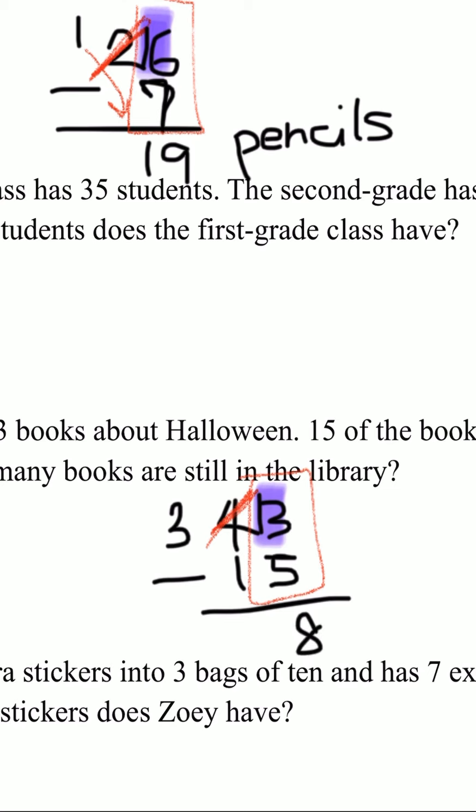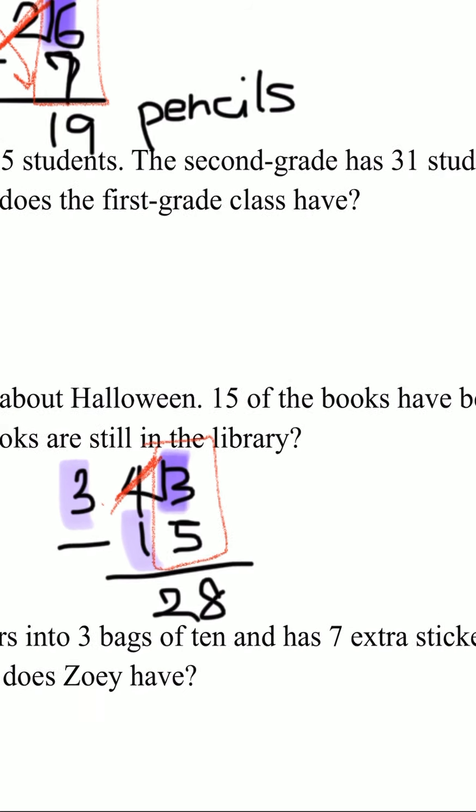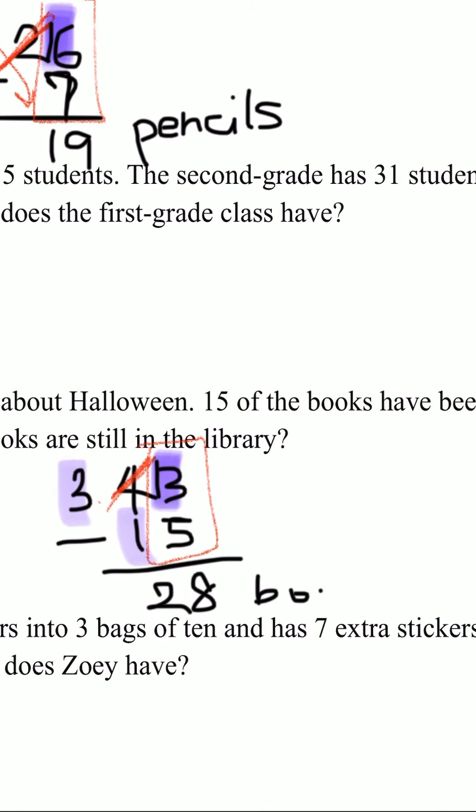And then the 3, because we have 3 minus 1, that's going to be 2. So the answer would be 28 books. So 28 books are still left in the library, okay? Thank you.